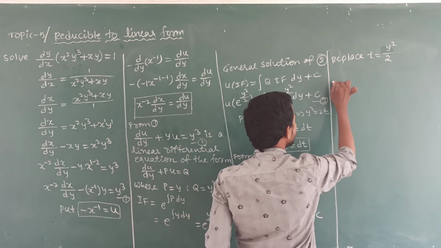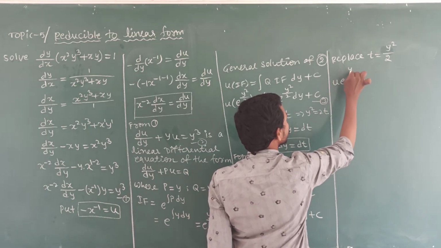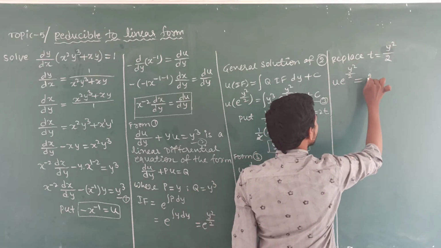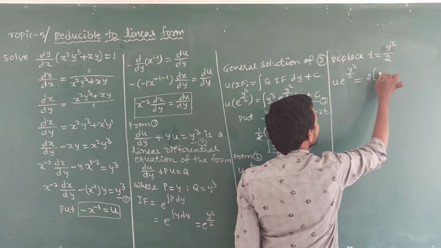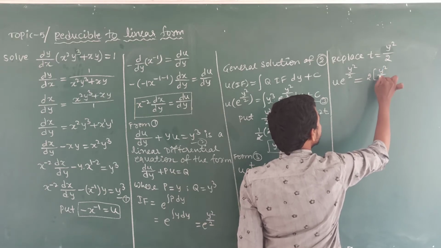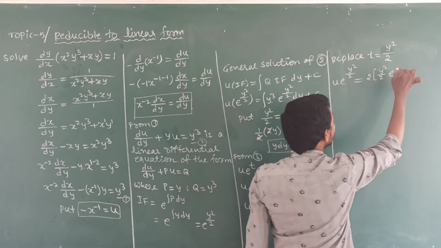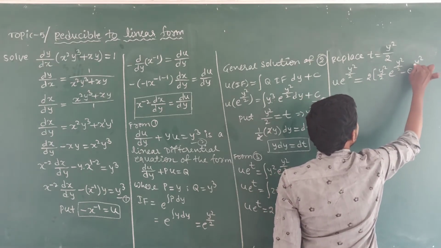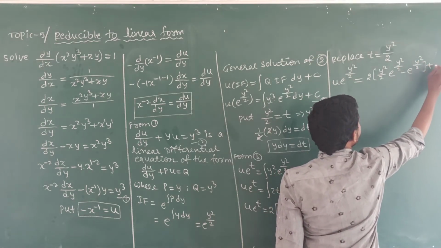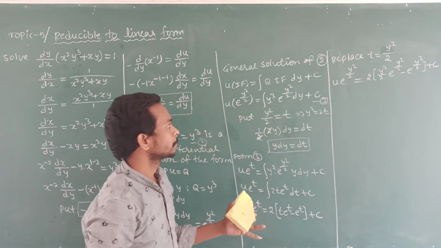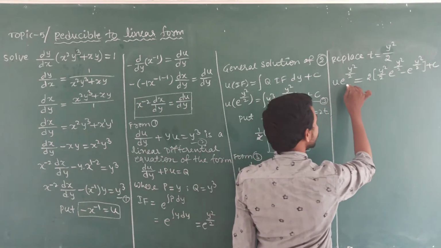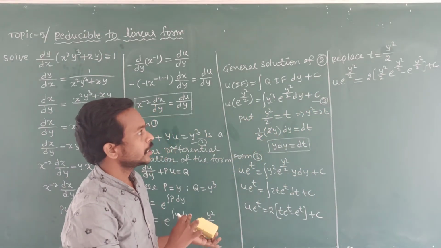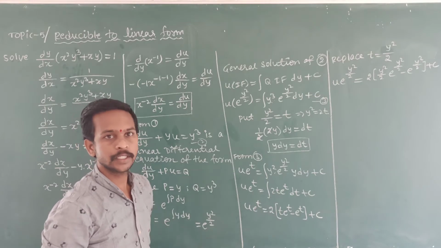Then it will be u e power of y square by 2 is equal to 2 times of y square by 2 e power of y square by 2 minus e power of y square by 2. Now see here, e power of y square by 2, e power of y square by 2, e power of y square by 2. So I am dividing both sides with e power of y square by 2.